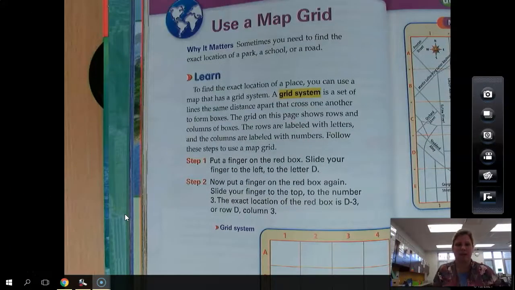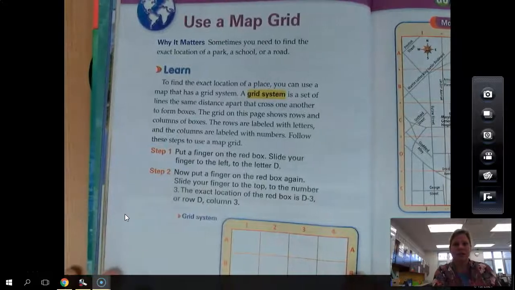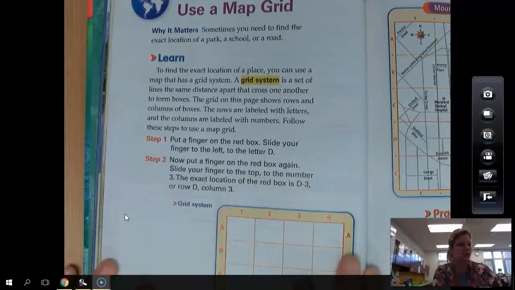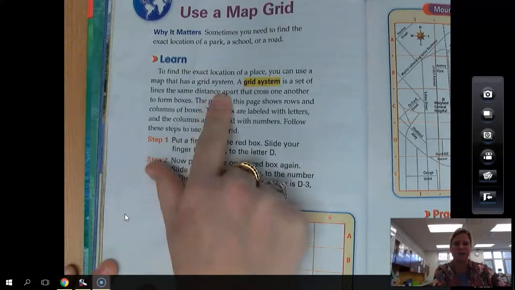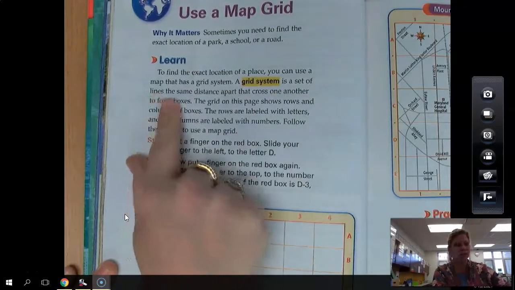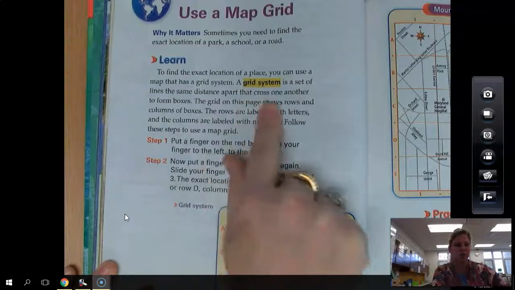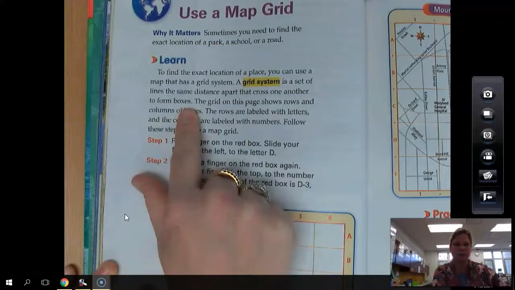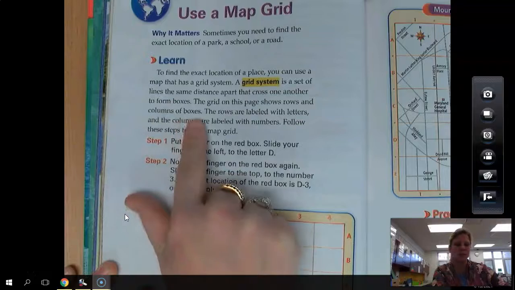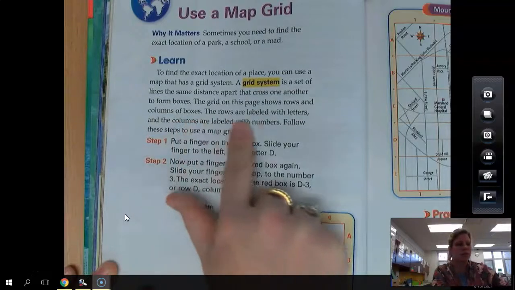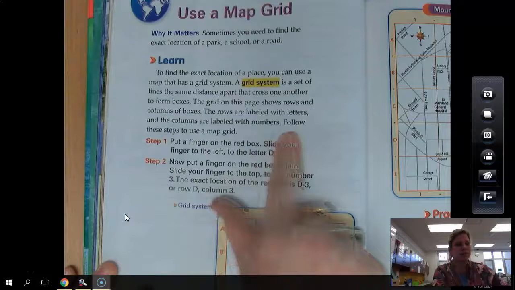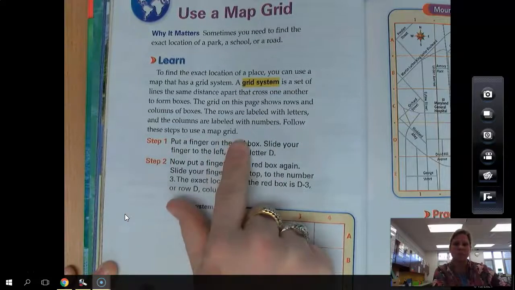So this is a map grid, okay? It says to find the exact location of a place, you can use a map that has a grid system. A grid system is a set of lines the same distance apart that cross one another to form boxes. The grid on this page shows rows and columns of boxes. The rows are labeled with letters and the columns are labeled with numbers. Follow these steps to use a map grid.